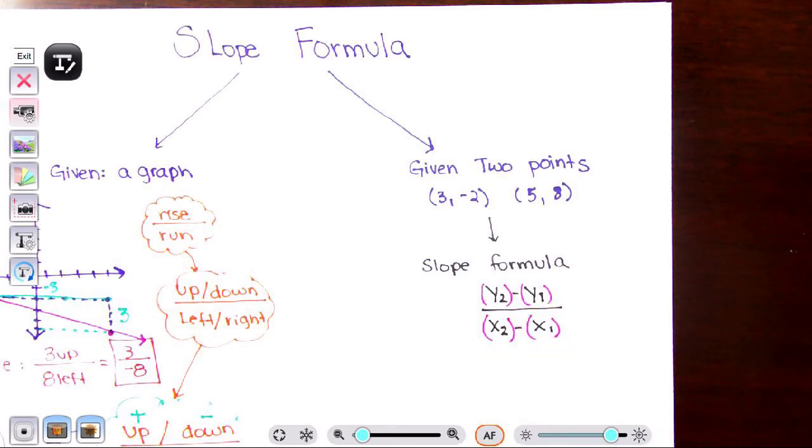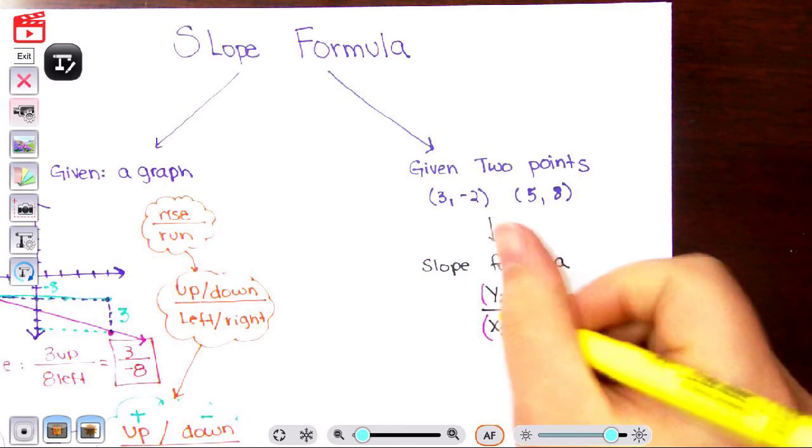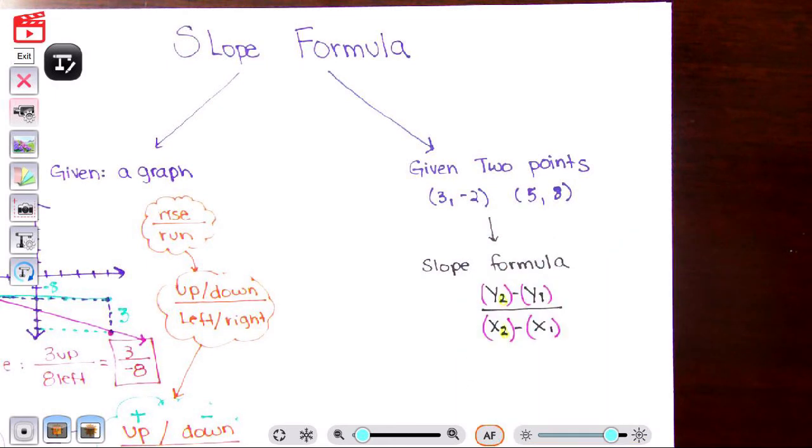Now, what does that mean? These actually have to match. So you see how there's a 2 and a 2? And then let's see if I can find a highlighter.